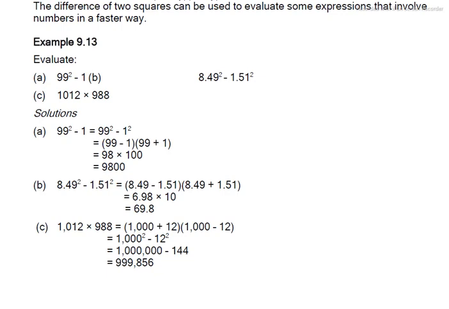The same applies to part B, where we have 8.49 squared minus 1.51 squared. Still, we can have 2 brackets, one for the sum and one for the difference, whereby we shall have (8.49 minus 1.51) into (8.49 plus 1.51). So we could work out problems faster using difference of 2 squares.